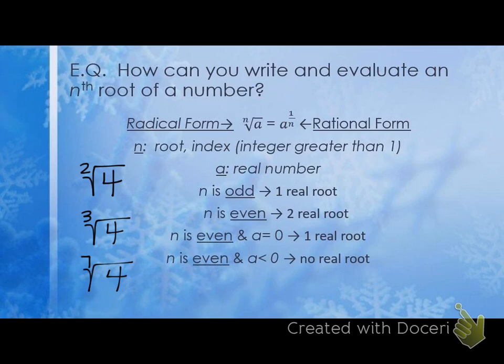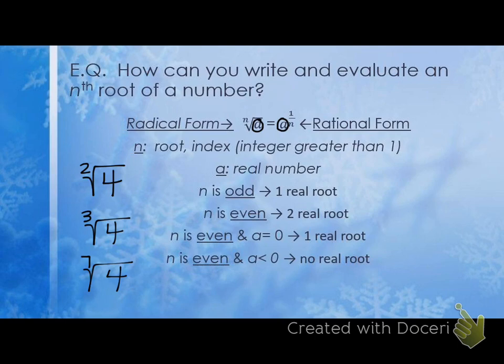Now, you've got some information here, and this is the piece of paper that you glued into your notebook. If your root, your n, is odd, that means you have one real root. You have one answer. If your n is even, if you're looking for an even root, then you've got 2 real roots, or 2 answers. But if your n is even and your a equals 0, now let's talk about a. If we look up here in our little formula, in radical form, a is that number that's under the radical, or in rational form, a is your base. So if your root is even and your a is equal to 0, then you are back to one real root, or one answer.